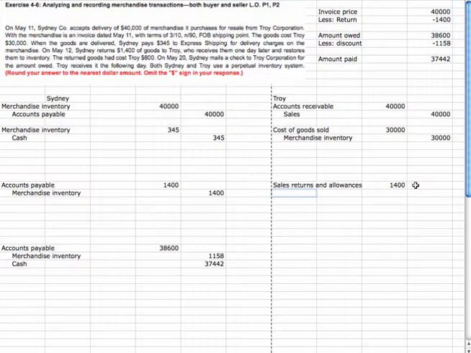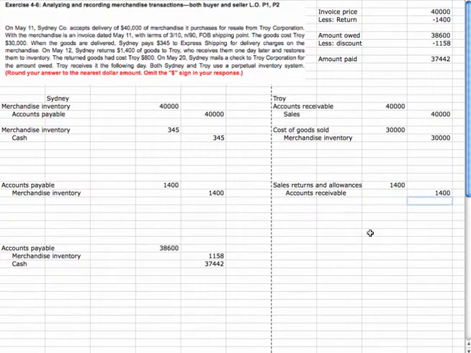Now, on the other side, they no longer owe us any money, so we have to reduce the accounts receivable by the corresponding $1,400.